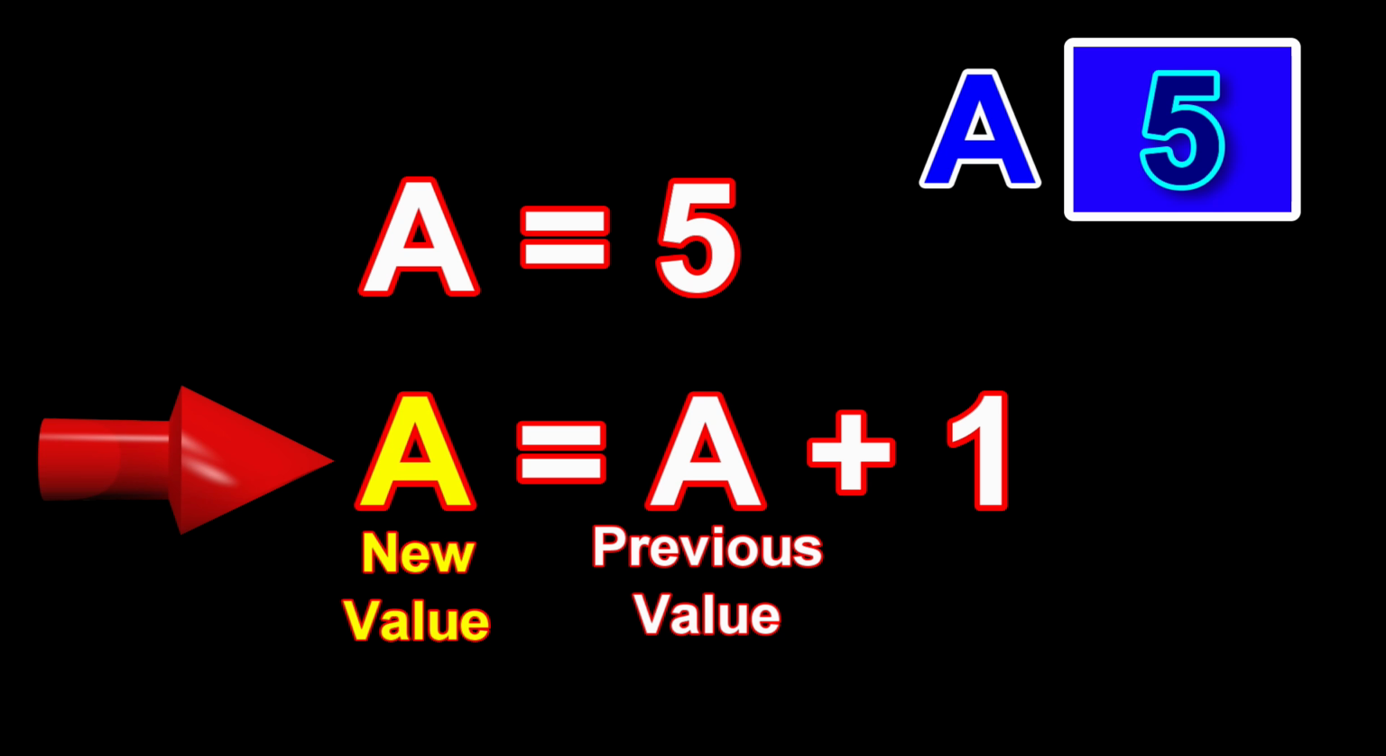What this is saying is that the new value of a is equal to the previous value of a plus 1. We previously assigned the value 5 to the variable a. Therefore, the previous value of a plus 1 is equal to 5 plus 1, which is equal to 6. Therefore, the computer program sets the new value for the variable a to 6.